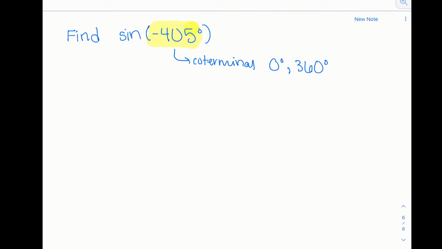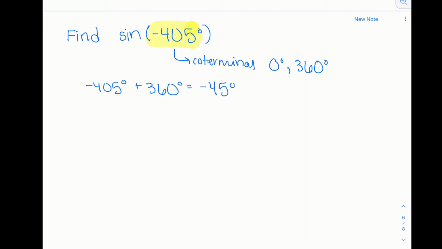I can do that by either adding or subtracting a full rotation, which in this case I could add 360 degrees. That'll give me an angle that falls in the same spot, which means I can use it to evaluate sine of that angle. So negative 405 degrees plus 360, that is negative 45 degrees.